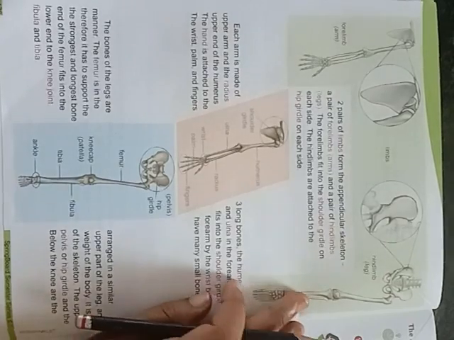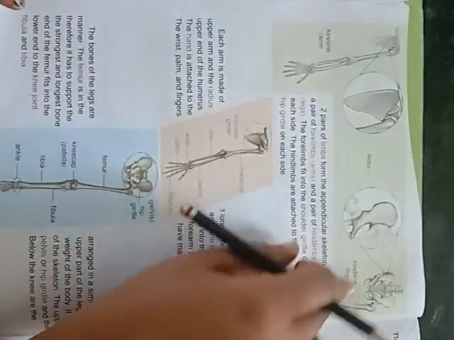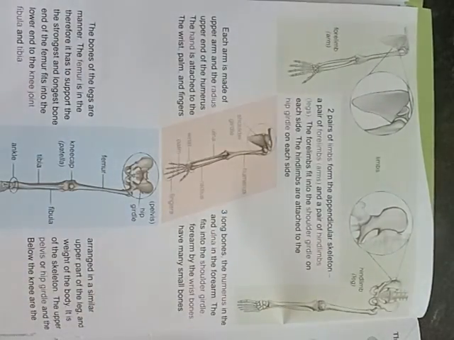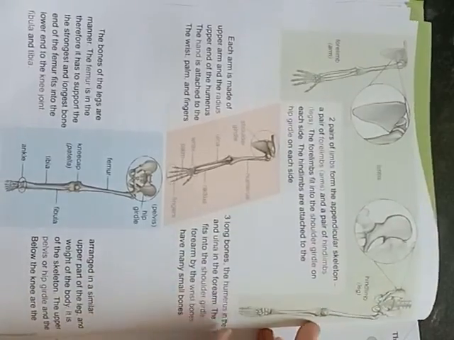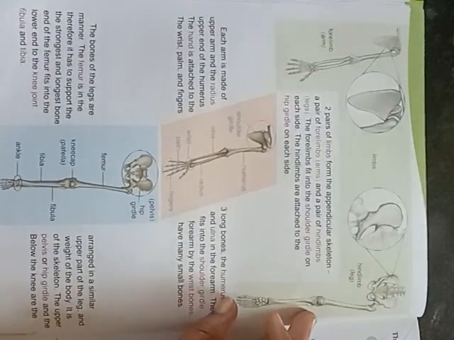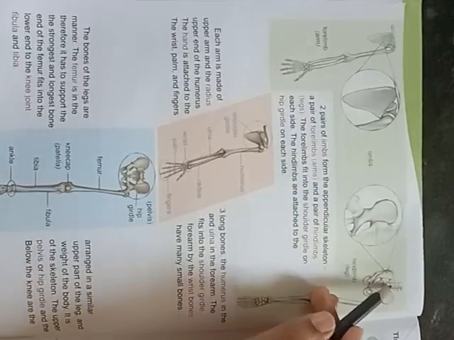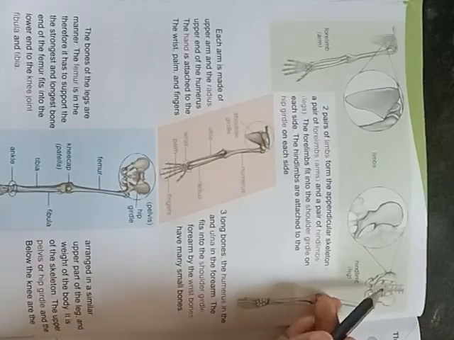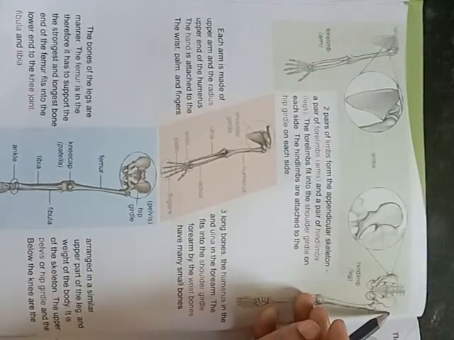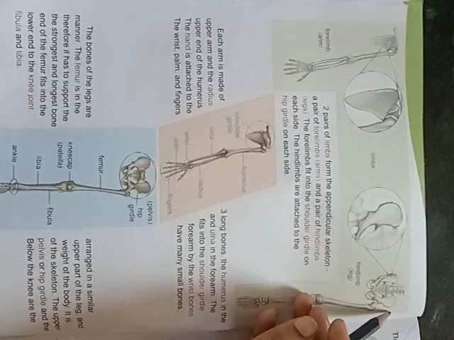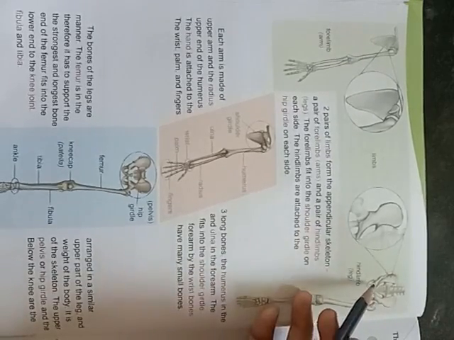Next, the limbs. These are limbs. The forelimbs, or the arms, are joined to the spine with the help of the shoulder girdle, consisting of a pair of shoulder blades and a pair of collar bones.